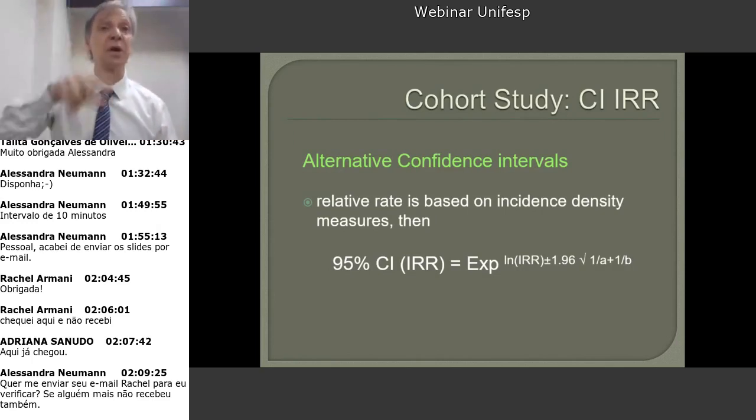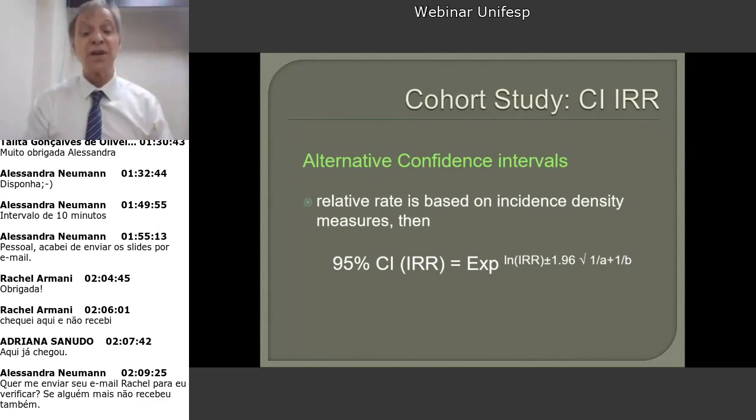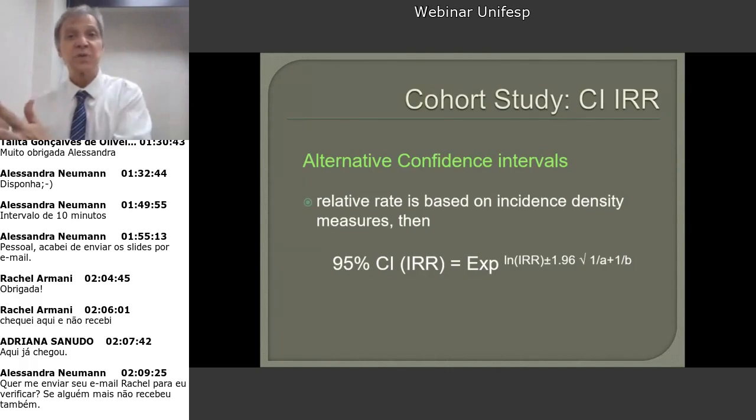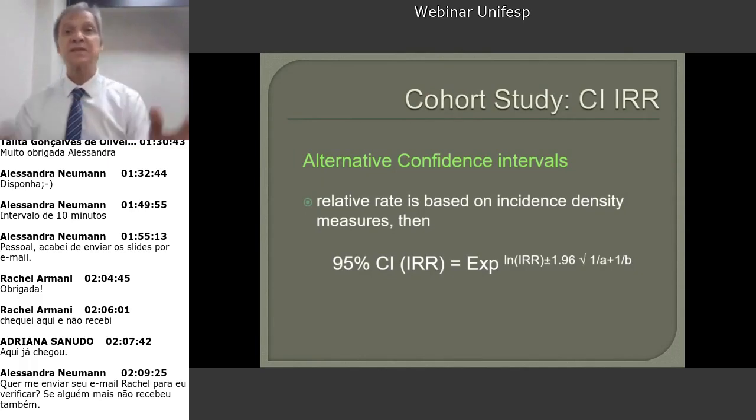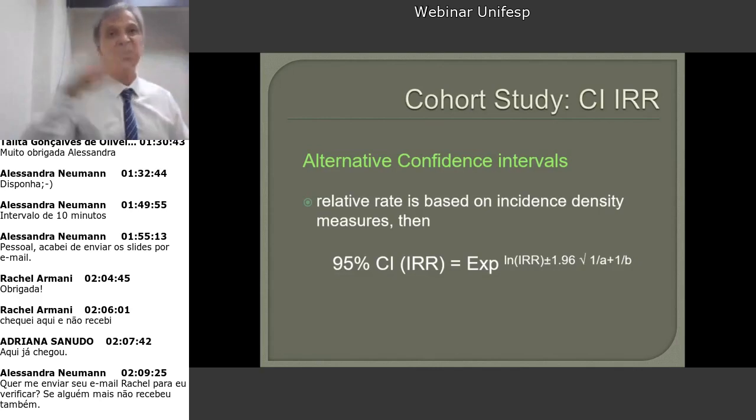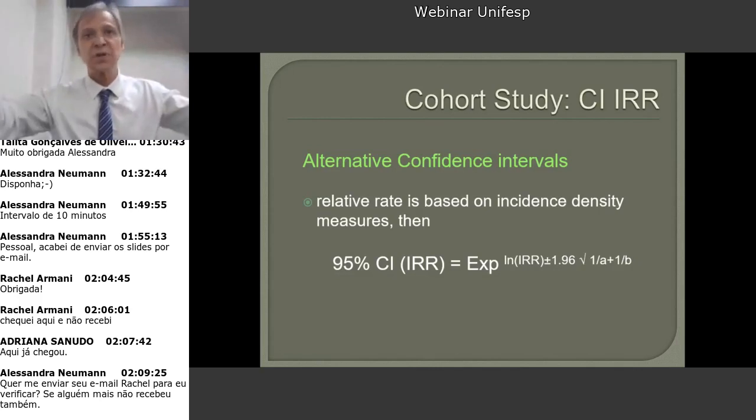And the variance of the log of the incidence rate ratio is 1 over A plus 1 over B, square root of that. That's your standard deviation. 1.96 multiplied by that is going to give the confidence interval to the left and to the right. That's a formula that's very much used, especially for count data presentations, like the case of the thorax surgery. I'm not interested in the course of time, the short period of time.